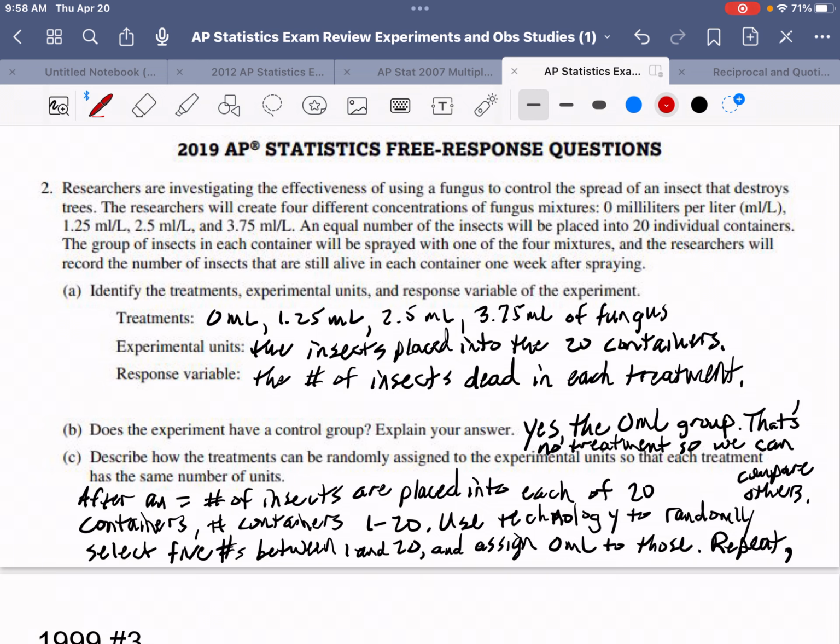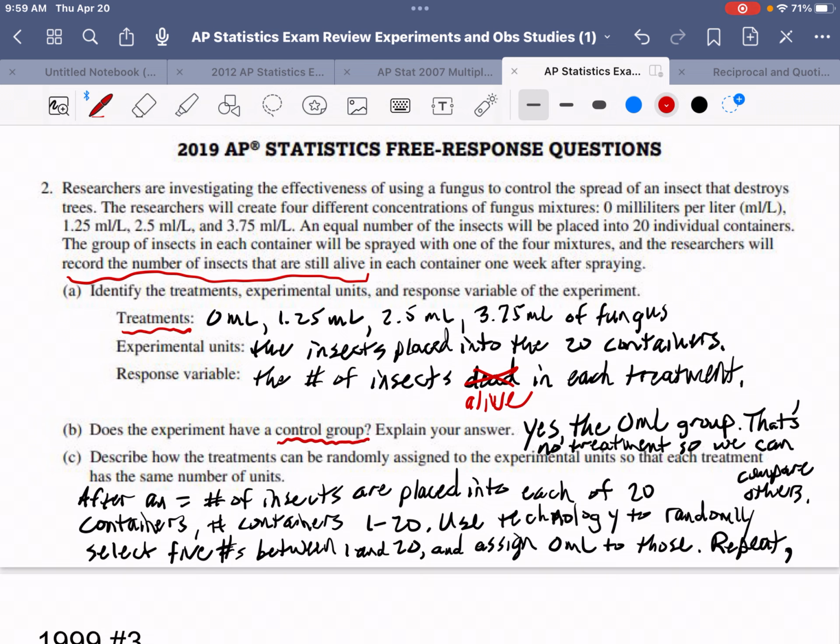Okay, so part A of this problem said identify the treatments, experimental units, and response variable. So I know what treatments are, so I said the treatments are the 0 mLs, 1.25 mLs, 2.5 mLs, and 3.75 mLs of the fungus. The experimental units are the insects that were placed into the 20 containers. The response variable is the number of insects still alive in each container. I realize I shouldn't have said dead because they said record the number of insects that are still alive. So I might have gotten some deductions there.